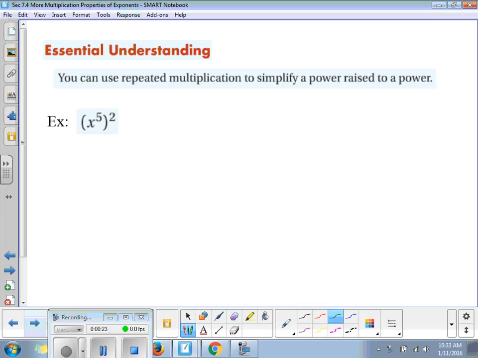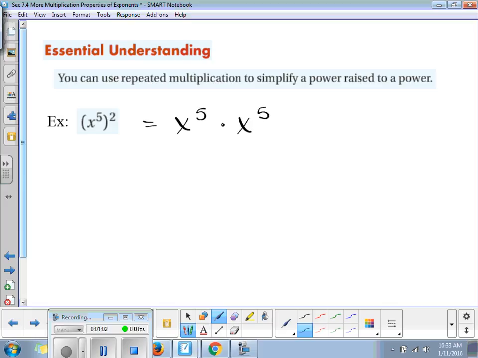So here, you see there's a power inside. It's x to the 5th, and it's raised to the 2nd power. Now, to figure out a rule for this, we're just going to expand it out. So x to the 5th, if I take that whole thing, because remember the exponent on the outside is connected to the parentheses, right? So that means that everything in the parentheses is to the 2nd power. You see that? So this would be equal to x to the 5th times x to the 5th.